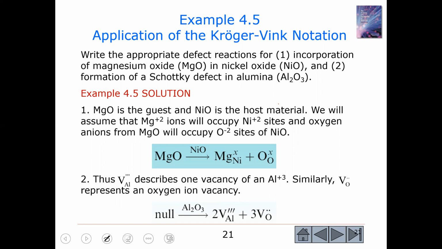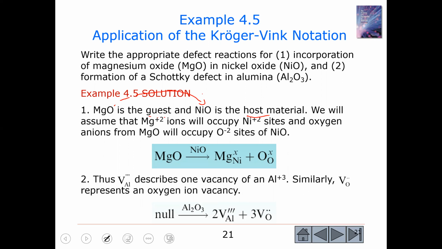Okay, so write the appropriate defect reaction for number 1, incorporation of magnesium oxide in nickel oxide, and 2, formation of a Schottky defect in alumina. So MgO is the guest and NiO is the host material. We are adding MgO into NiO.